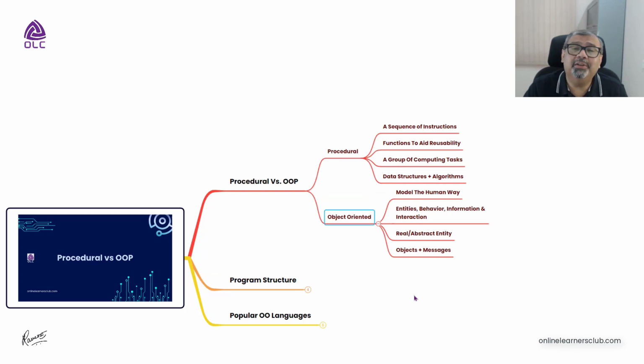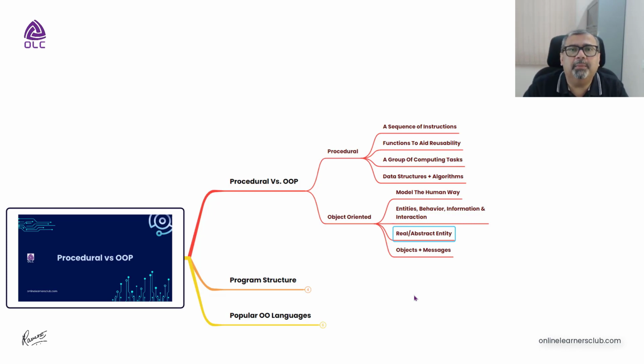Whereas an object-oriented language is modeled the human way. In the previous video, we talked about how human collaboration is taken as a model for solving a problem in the object-oriented environment. So object-oriented programming comes with entities, it has behaviors, it has data and information, and collaboration or interaction between the objects. In the object-oriented programming world, we don't just name objects arbitrarily as object 1, object 2, object 3. We name them based on the domain in which we are solving a problem, right?